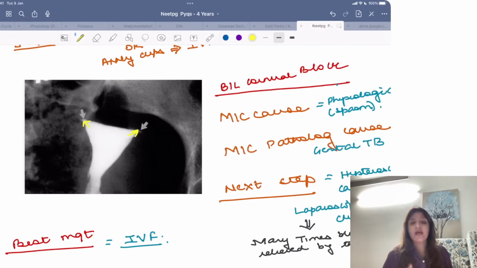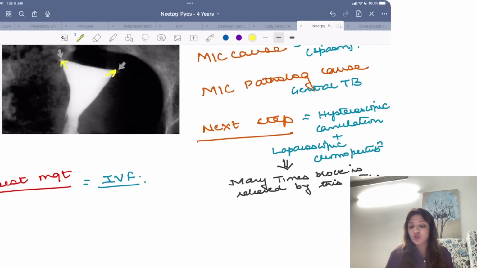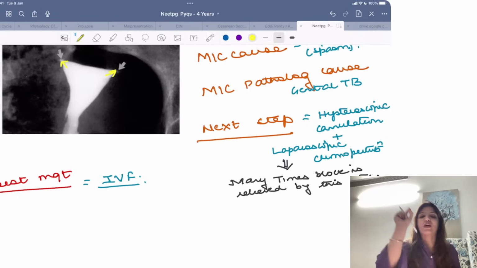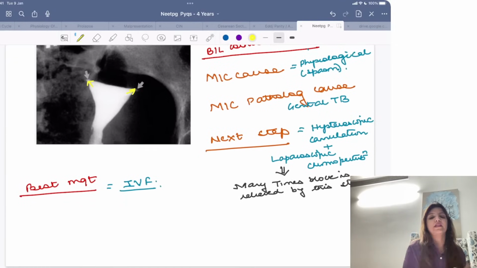That is genital TB. If they show you this image and they ask you what is the next step, it has to be laparoscopic chromopertubation plus hysteroscopic cannulation, right? In hysteroscopic cannulation, you pass a guide wire and whatever is causing the block, you try to remove the block. Most of the time the block will be relieved and the patient can then conceive, right? But if the patient is unable to conceive, then the best management of this condition again is IVF. Clear?